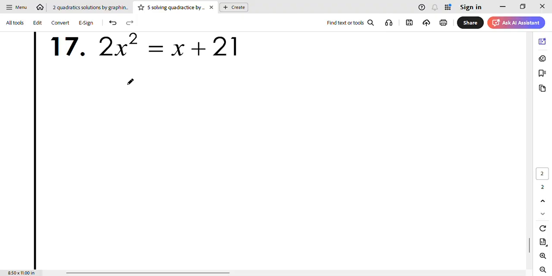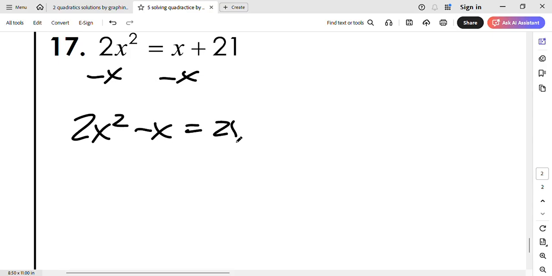Subtract 2x squared. I could do it that way, and it would work, but there's still 2 steps. Subtract x. I'd rather keep this term positive personally. It's a personal choice. Dom, think about it this way, because this way might make it a little bit easier. But it's totally fine that you can do it that way. Subtract x, subtract x. So 2x squared minus x equals 21.